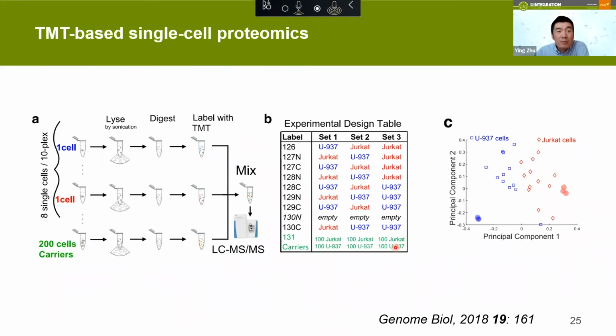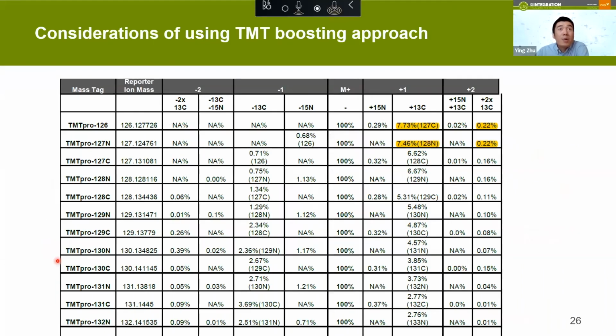The TMT-based single-cell proteomics is a little bit different from the typical TMT approach. It still does the single cell isolation, the digestion, and the labeling, but the difference is that it uses 200 cells as a carrier. Because there are more cells, that can help the identification because it provides more fragments during the MS analysis. But because it uses the carrier protein or booster protein, you have some limitations.